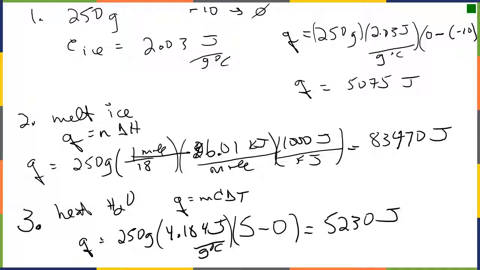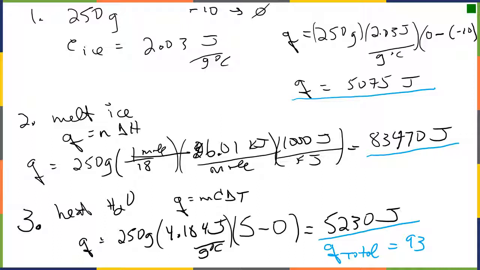Now, to get the total for this, we're simply going to add these up. We're going to take our Q for heating the ice, add it to the Q for melting the ice, add the Q for heating the water, and we're going to get our heat total will equal 93,780 joules.